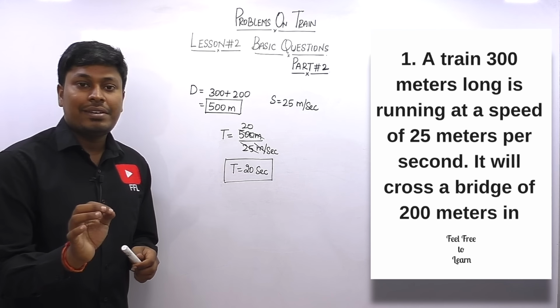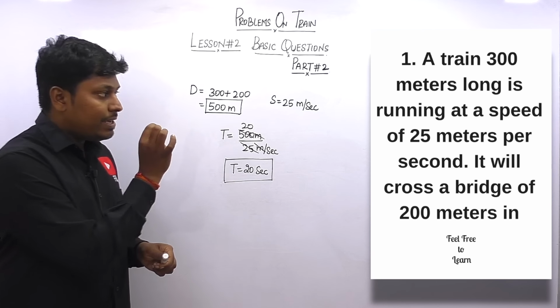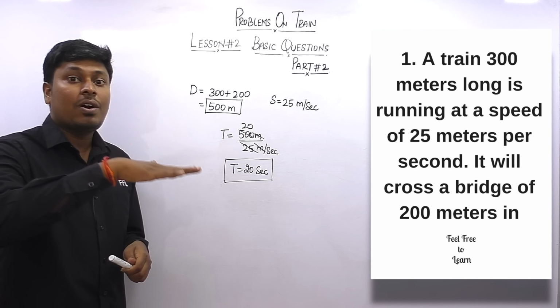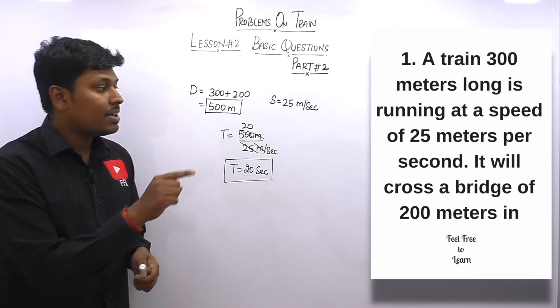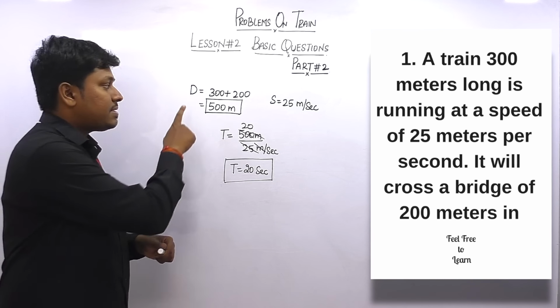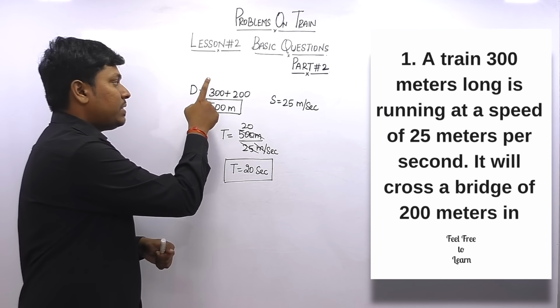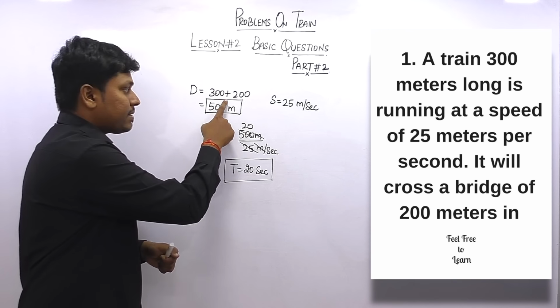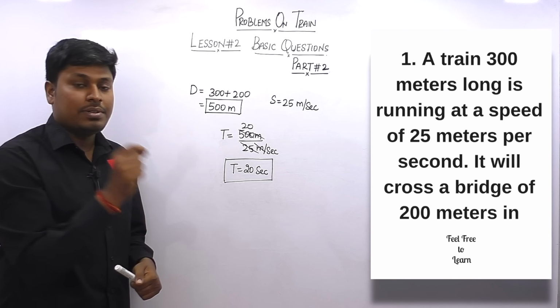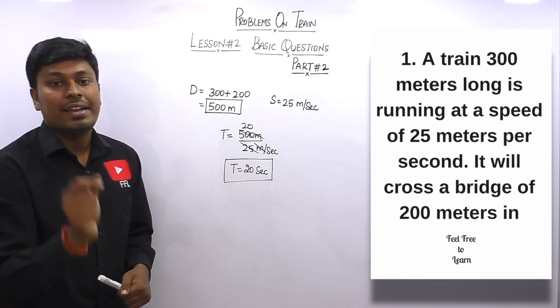So easiest question, only the concept is important. Here a 300 meter long train crosses a bridge. Bridge length is also given, that is 200 meter. So distance traveled by the train is equal to length of the train, 300 meter, plus length of the bridge, 200 meter. So distance traveled by the train is equal to 500 meter.